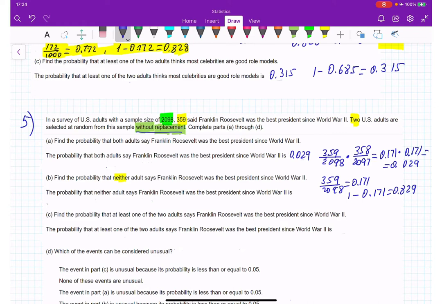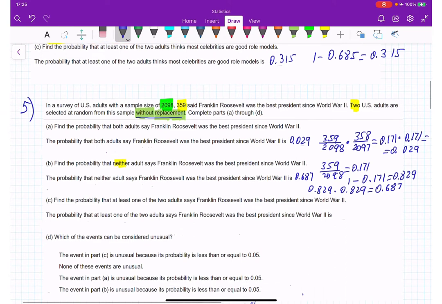0.829. Since both of them said neither, then we take 0.829 multiplied by 0.829. And the answer is going to be 0.687. Okay? Question number C.